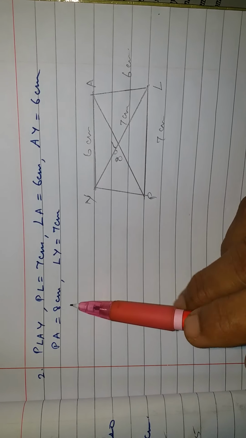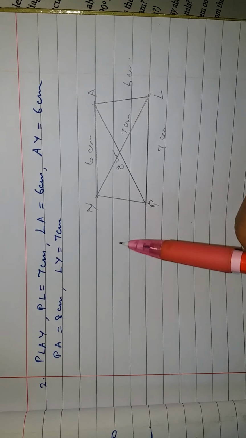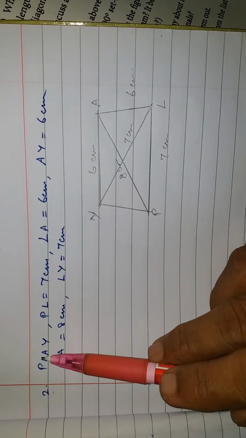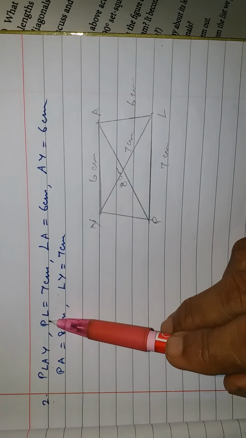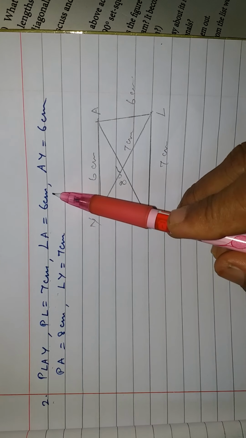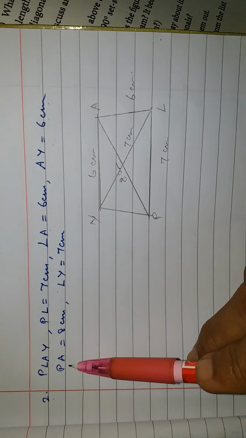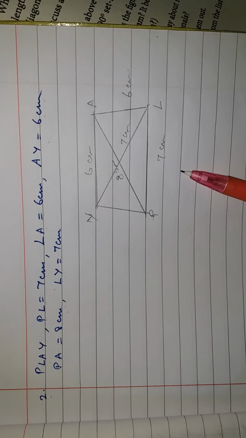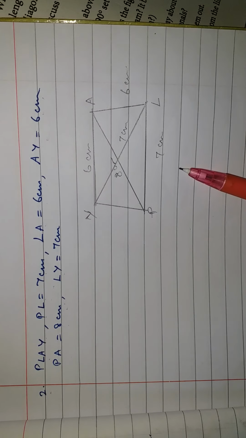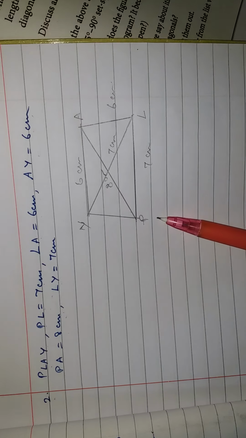Practical geometry for 8th standard, exercise 5.4, second sum. You are supposed to construct a quadrilateral PLAY. So PL is equal to 7 centimeter, LA is equal to 6 centimeter, AY is equal to 6 centimeter, PA is equal to 8 centimeter, LY is given as 7 centimeter. So here they have given you the lengths of the quadrilateral.